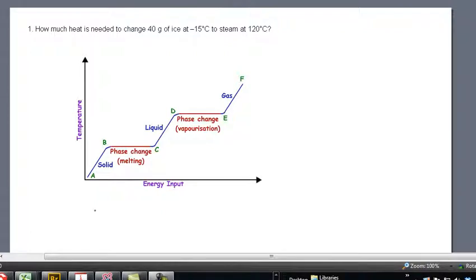Okay, guys, we're getting ready to move on to our next topic. We're going to talk about heat and phase changes. So we're going to be dealing with how much heat is required to take a solid phase change, liquid phase change to a gas, or vice versa.